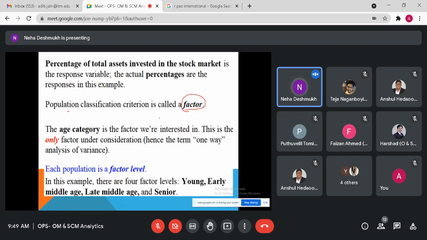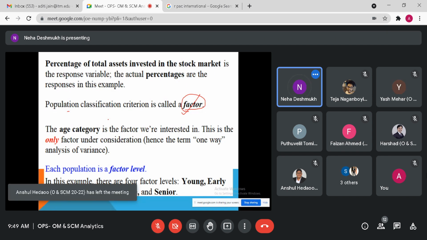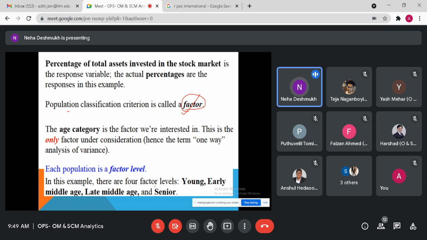So the population classification criteria is a factor. Age category is the factor we are interested in. This is the only factor under consideration. One way analysis of variance, because we have to calculate the impact of variation with respect to a single variable. So this is one way ANOVA, right? Each population has a factor level. There are four factor levels: young, early middle age, late middle age, and senior.